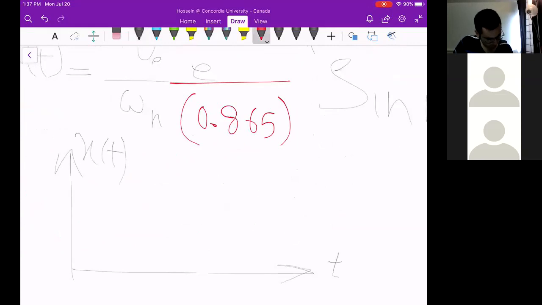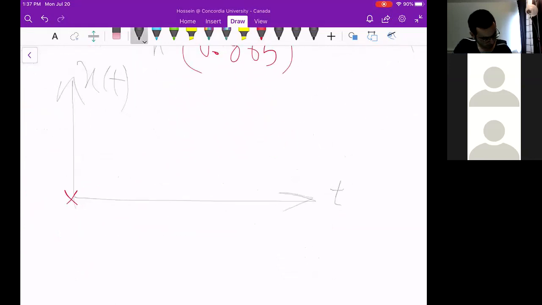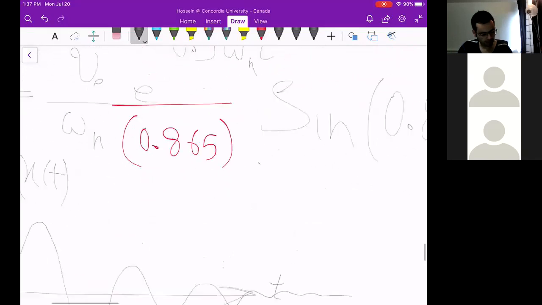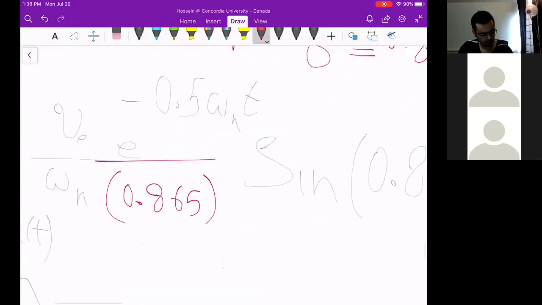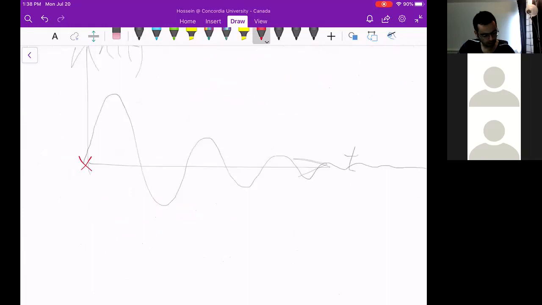So at time 0, there is no displacement. Since it is not forced vibration, the response would be 0 as time increases. So if time becomes infinity, the response becomes 0 because it's free vibration. The slope at the start is the initial velocity, and this will be the response of the system.